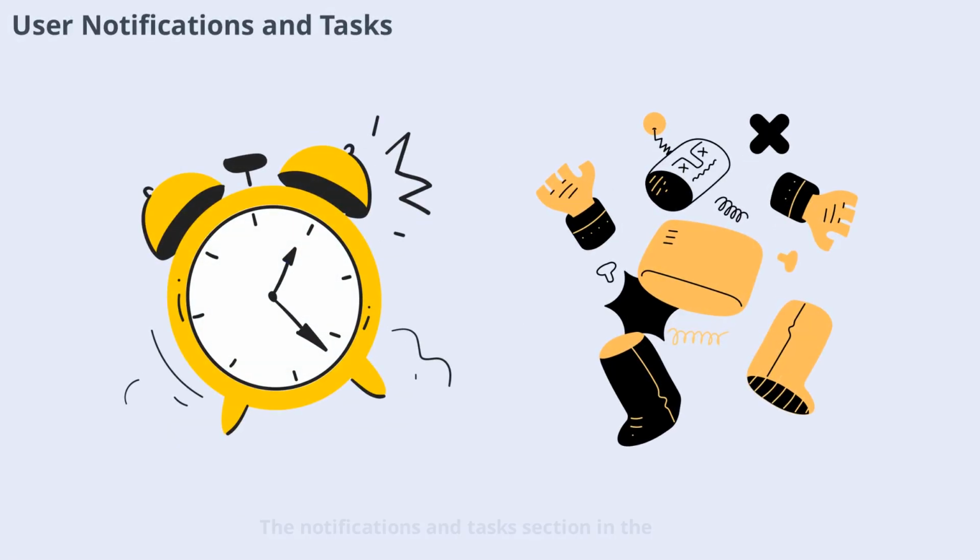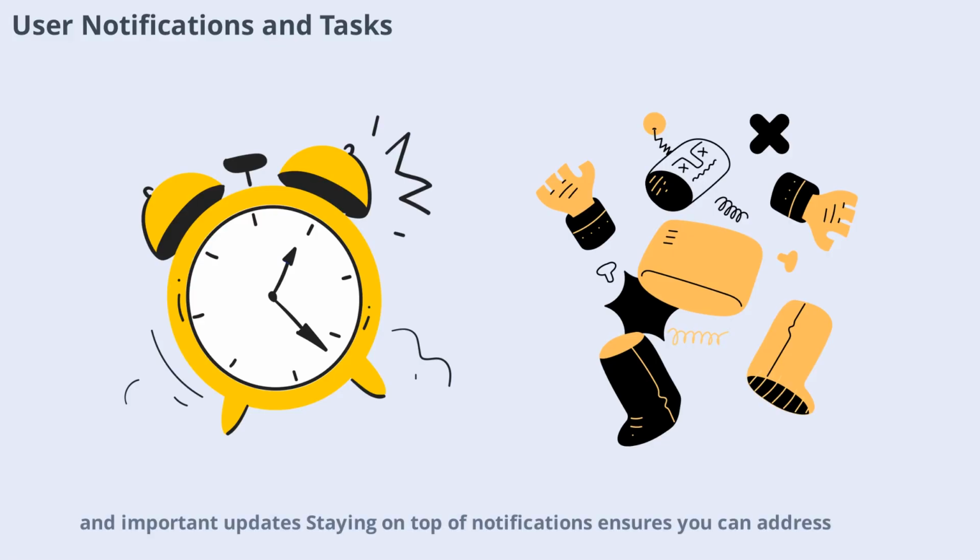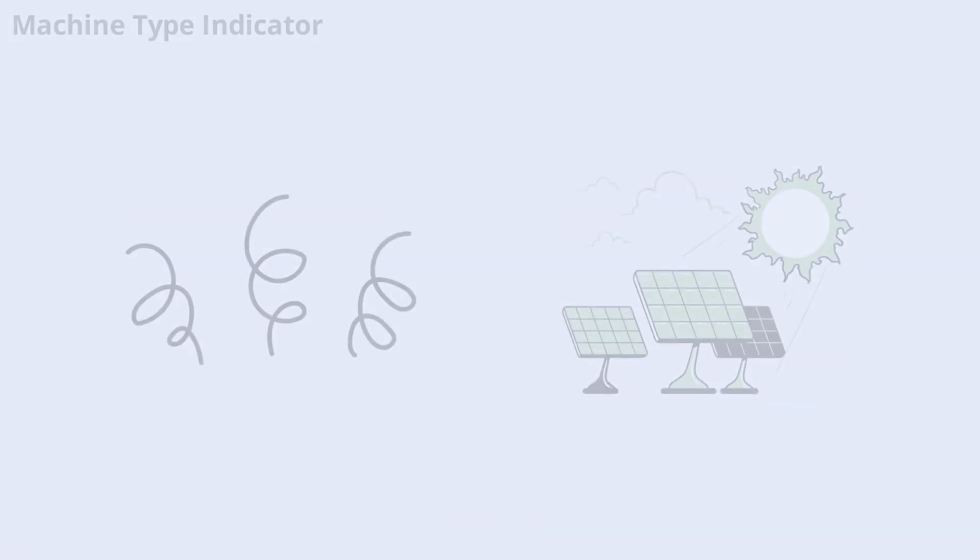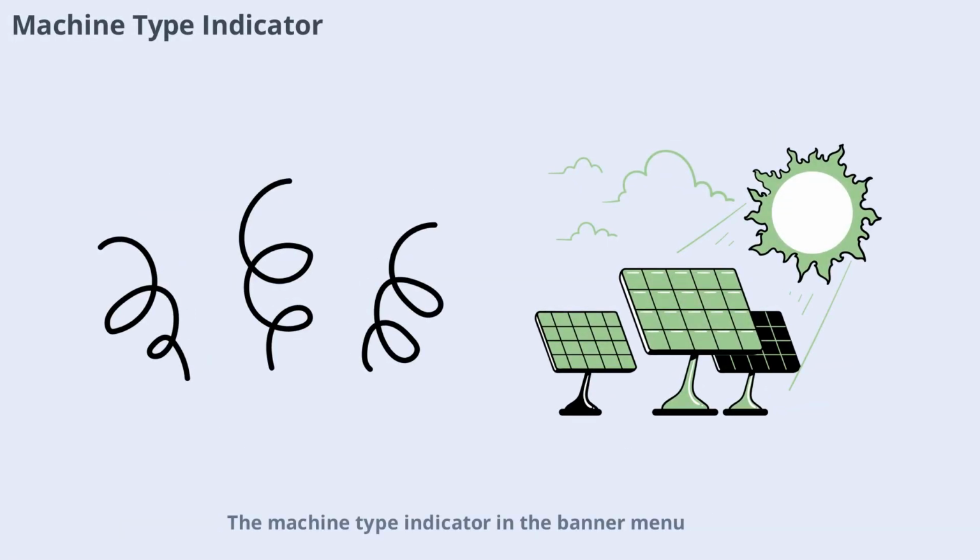The Notifications and Tasks section in the banner menu keeps you informed about system events, pending actions, and important updates. Staying on top of notifications ensures you can address issues promptly and maintain the health of your Guardium environment. The Machine Type Indicator in the banner menu helps you quickly identify the environment you're working in, whether it's production, development, or testing. This feature reduces the risk of making changes in the wrong environment and supports safe, organized administration.